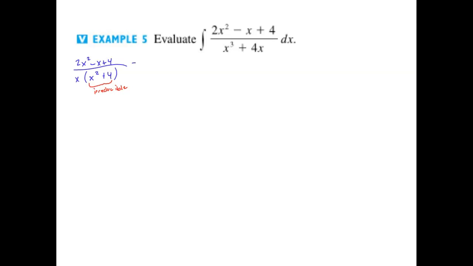All right, so we're going to break this out into two partial fractions, A over x. And then my second partial fraction has an irreducible quadratic in the denominator. So I need to do a numerator that's linear. So I'll do Bx plus C.